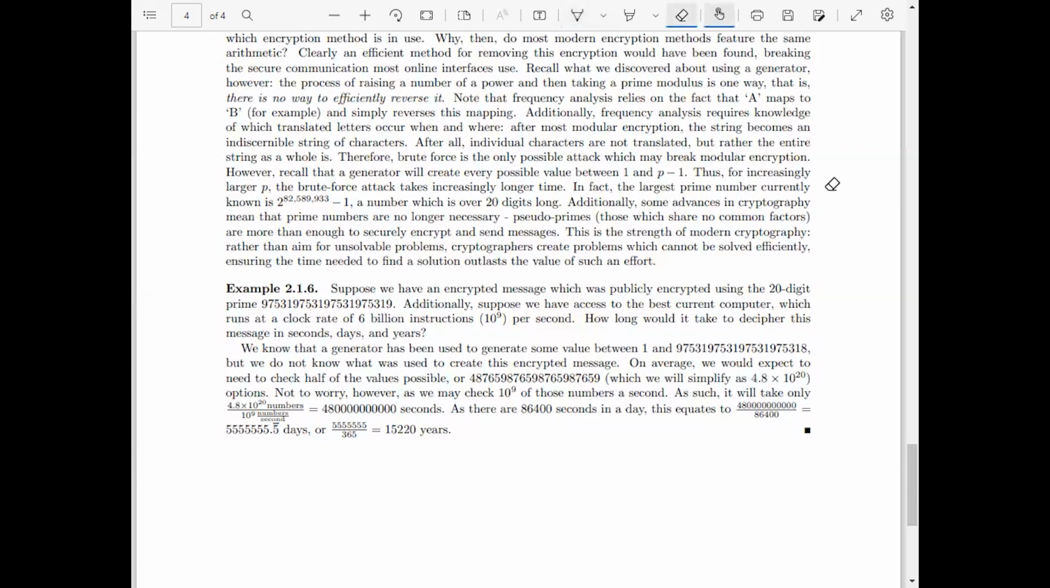They don't aim for messages which can't be encrypted. Any message could be easily decrypted if you had enough time. The goal is instead to create problems which are so difficult and have no efficient solution that finding a solution outlasts the value of such an effort. By the time that you figure out what that message says, both the person who sent it and the person who received it are dead, as well as their children and their children's children.